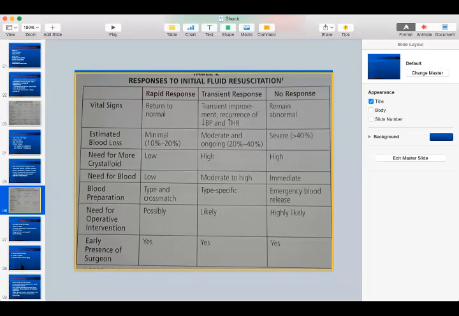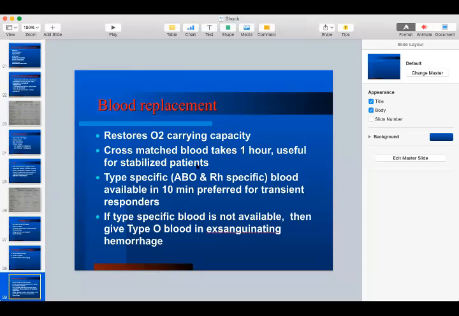What does that mean? Coming back to this slide, right? Stabilized patients, cross-match blood, takes 1 hour. Transient responders, type specific, ABO and RH specific, available in 10 minutes, right? Exsanguinating hemorrhage, those that are undergoing severe blood loss, right? Type specific blood is not available that readily. What you do is you give them type O blood, okay? Type O blood. For those that need it right away, you can give them type O blood.